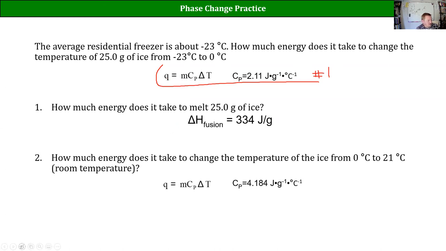For step two, we know we've got 23 grams of ice, and we know every 1 gram of ice melting takes 334 joules have to be absorbed. So this would be for step two.